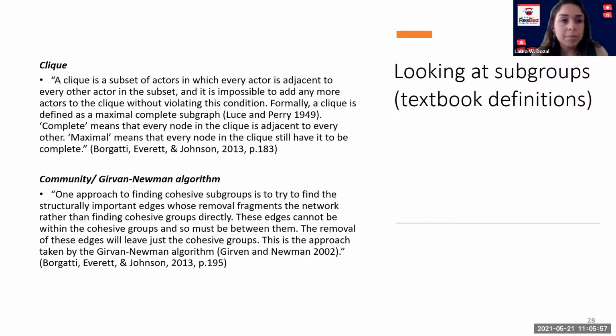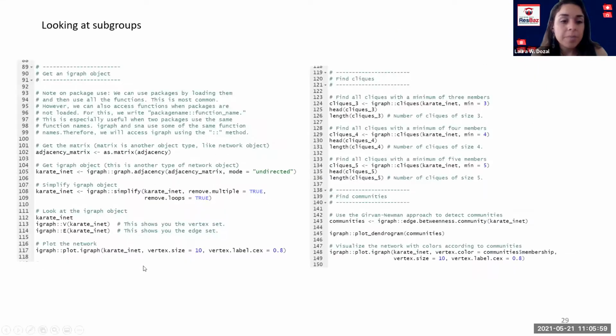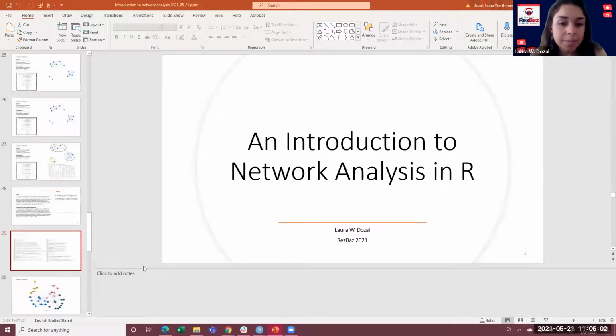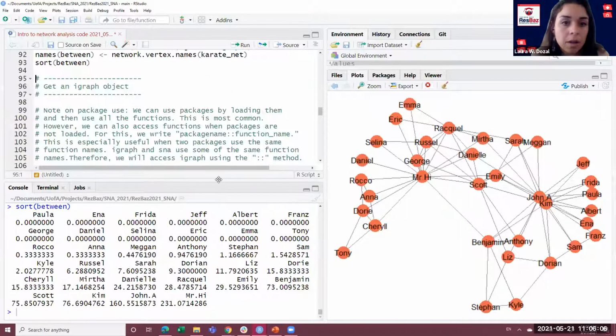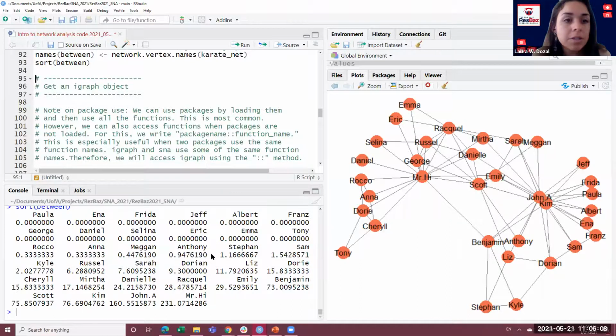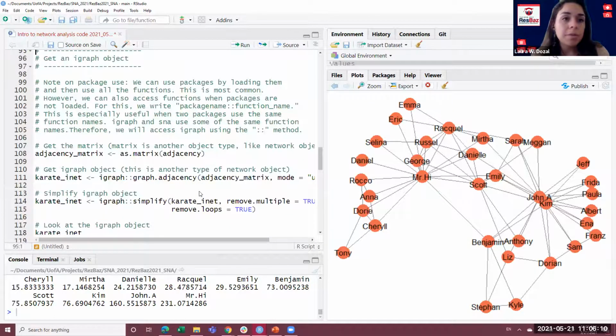So here are some more textbook definitions. And let's go to the code and check out how to do this. Okay, so essentially, here's where we're going to be using our iGraph package. It's the third package we're going to be using, but because, like I said earlier, some packages kind of conflict with other functions within a package.